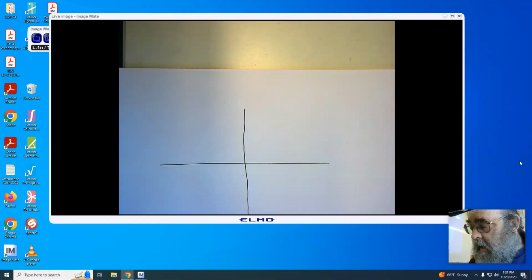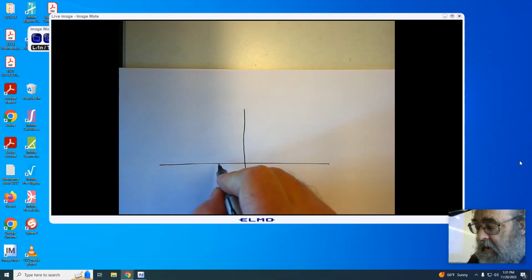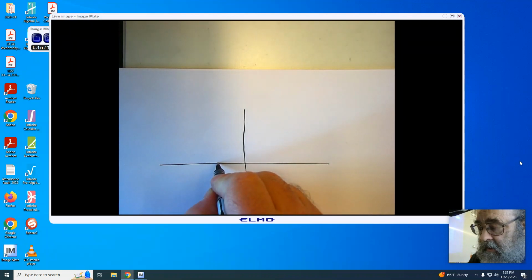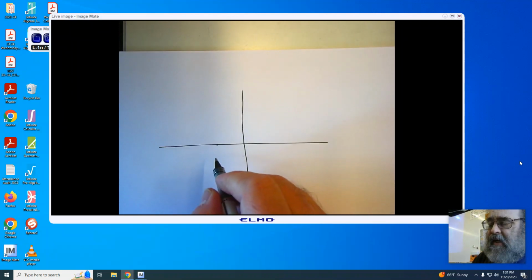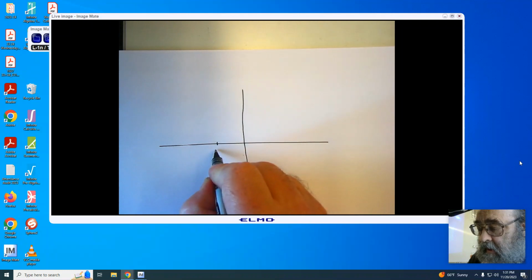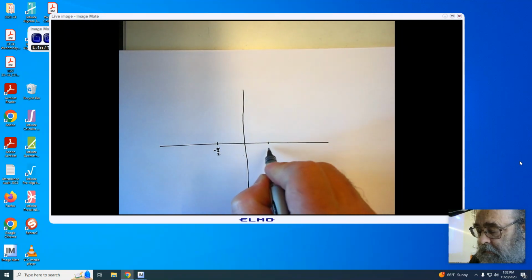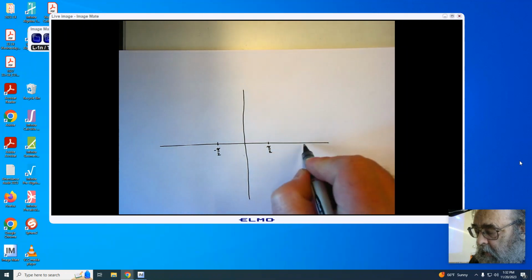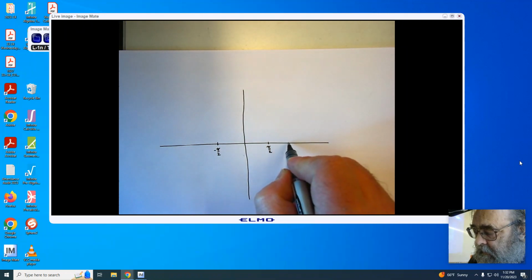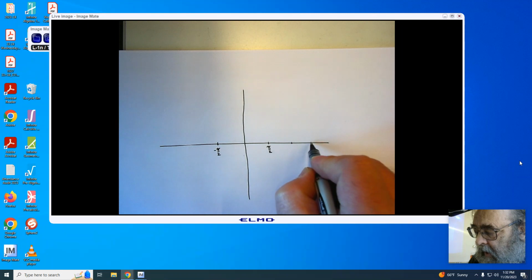asymptotes. Now, the vertical asymptotes, as we have seen them, are when the tangent is undefined. And tangent is undefined at negative pi over 2 and pi over 2. And then we're going to have 3 pi over 2.